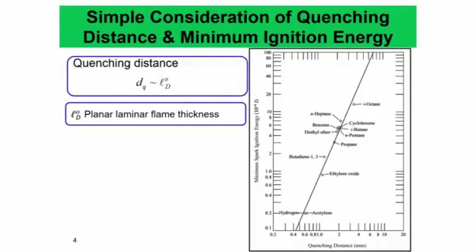So what is the concept of quenching distance? Suppose you have two parallel metal plates separated by a small distance, and the inside is filled with fuel-air mixture. Now if you ignite it, it is easy to understand intuitively that if these plates are not separated by a substantial distance, the flame will immediately extinguish. It will extinguish by conduction and heat loss.